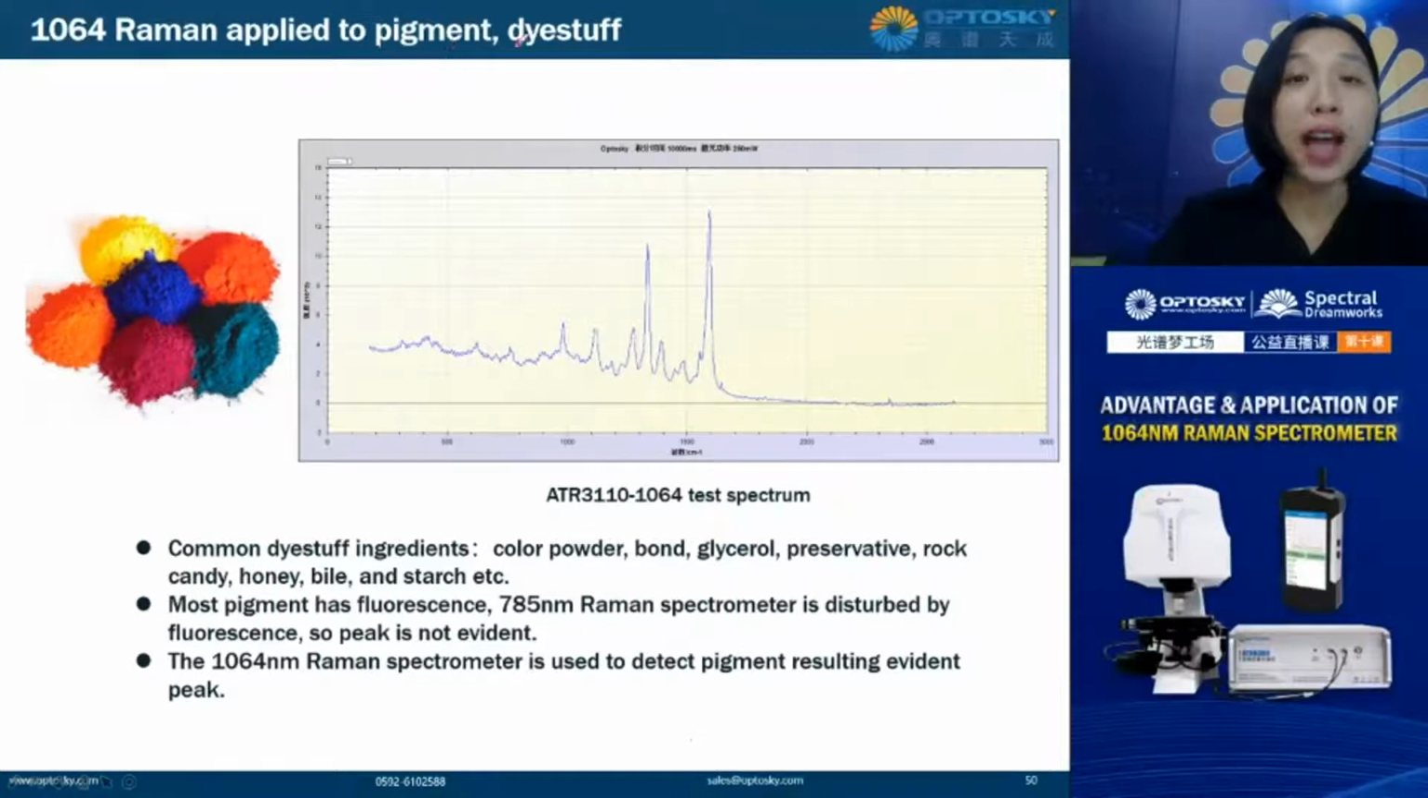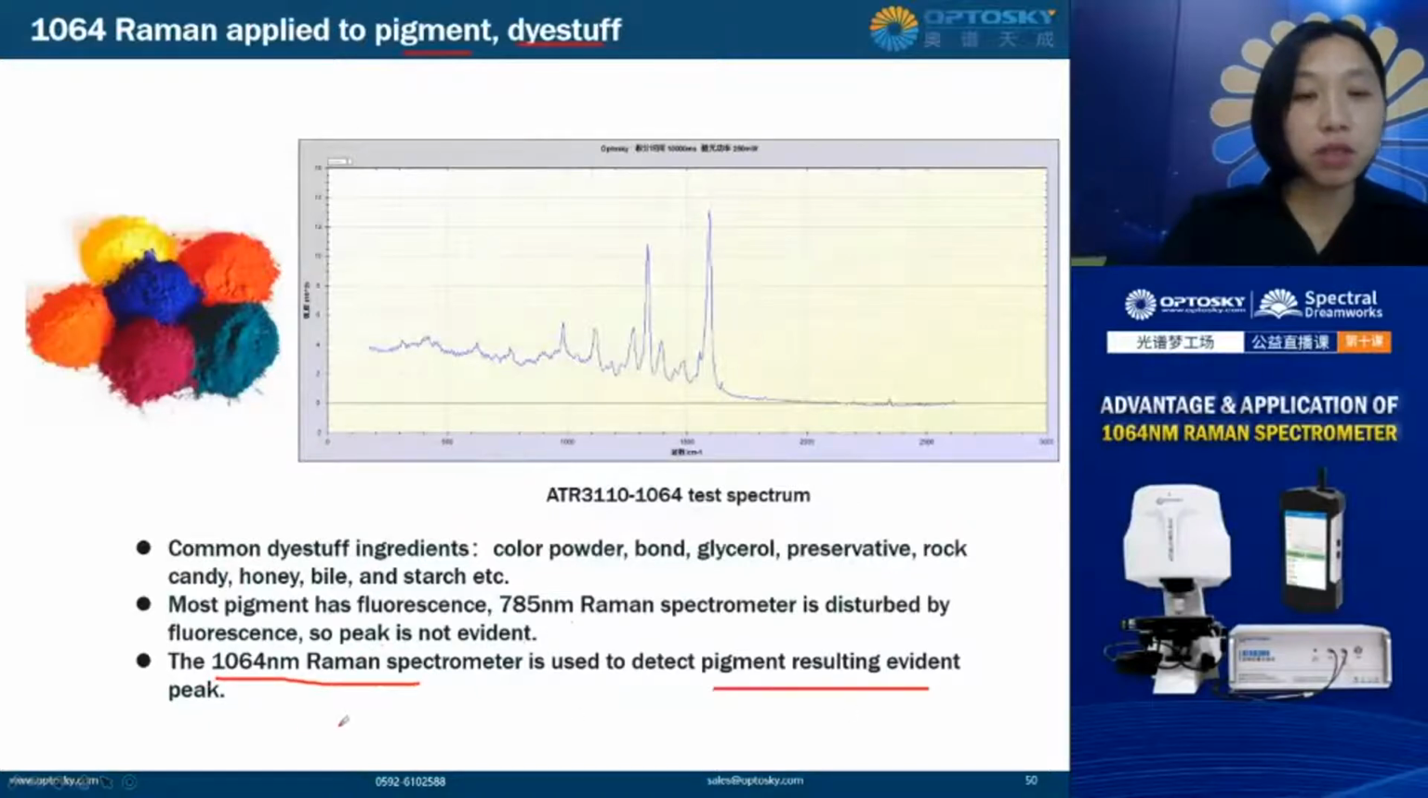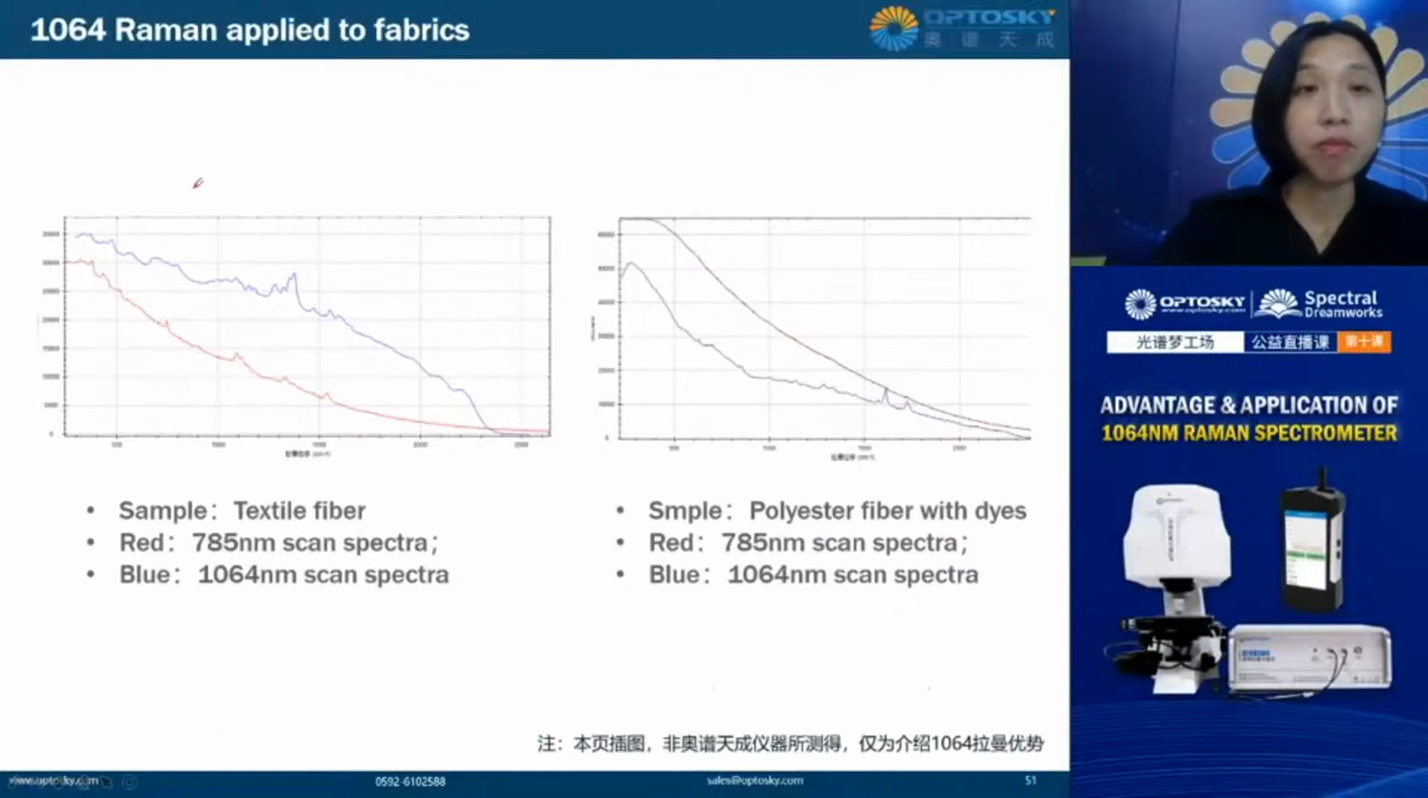And also for some dyes and pigments, 1064 is very good for color samples. It's like a common dyestuff with high-content ingredients, so it cannot be identified by 785. However, you can use the 1064 to detect them and get vivid peaks. And also, we have to mention textile fabrics. If you use 785, the peaks are lost, hidden, and polyester fiber peaks are hidden.